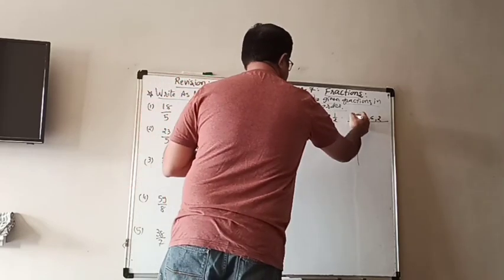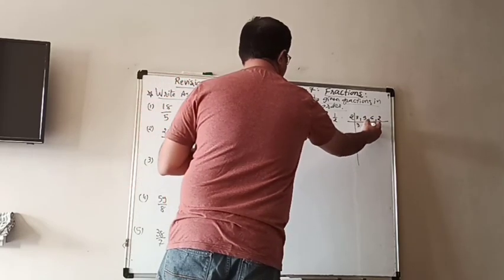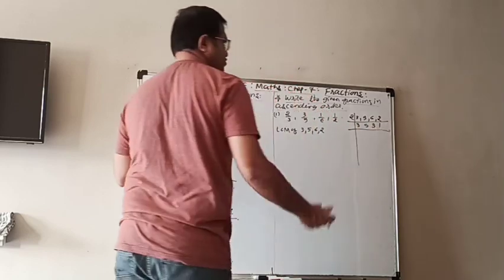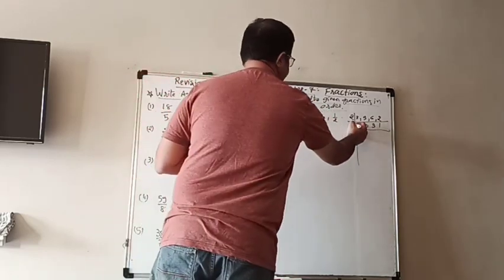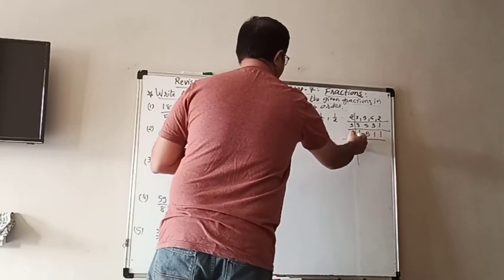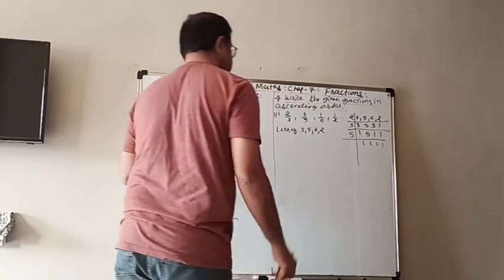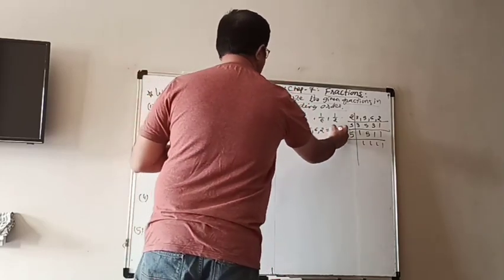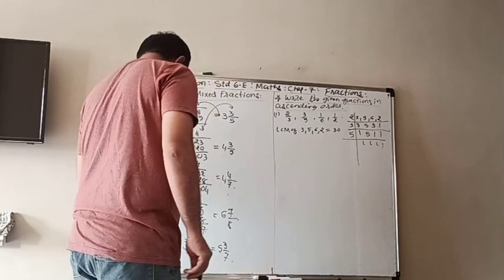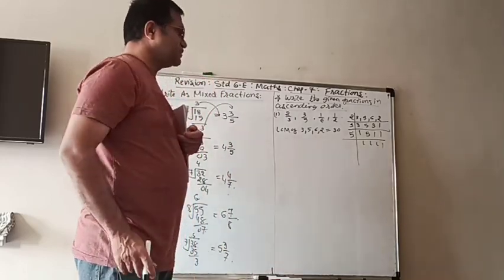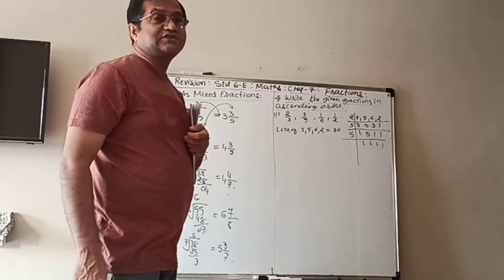Put them together for LCM. First, it is divisible by 2, so 3, 5, 3, and 1. Now it is not divisible by 2, so 3. 3 1s are 1, 5, 1, 1, 1. So now what is the LCM? 2 3s are 6, 6 5s are 30. So 30. So now we have to convert all the fractions such that their denominator is 30.